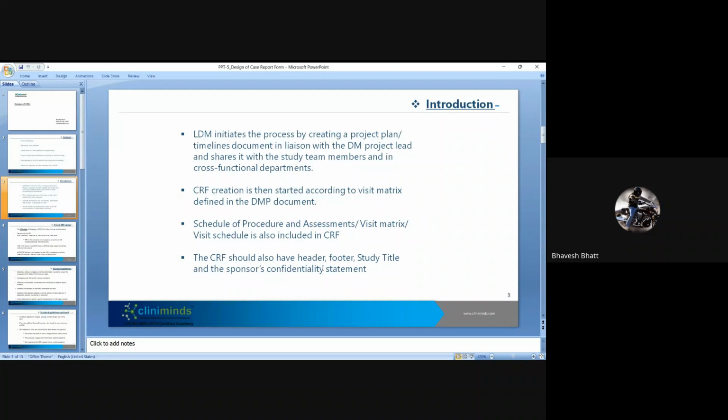So, as we begin the project plan or the timelines for which we are starting with CRF creation, there is going to be a requirement of all the study team members as well as the corresponding cross-functional departments. That is where we are going to follow a proper format which is going to have the CRF draft, or let's say a copy which is in the form of a template.